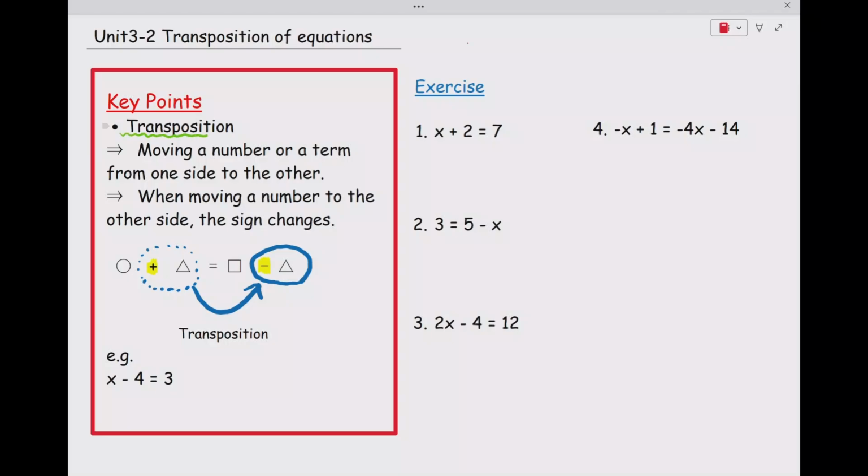Transposition of equations refers to moving a number or a term from one side of the equation to the other. And when you move a number to the other side of the equation, the symbol before it changes.